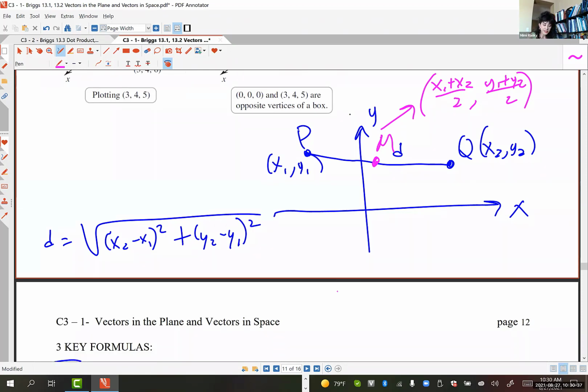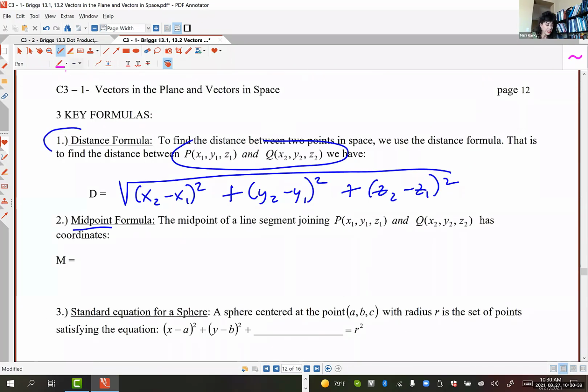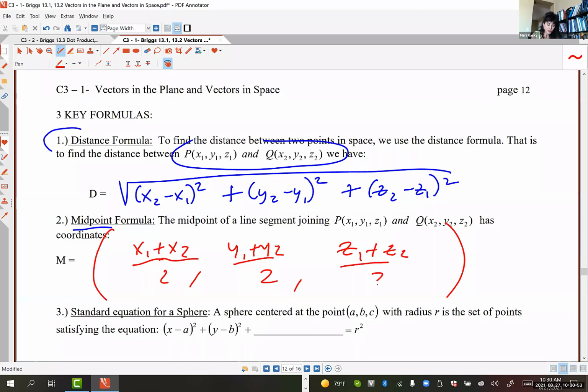And the midpoint is found similarly in 3D, except it's going to be an ordered triple. So x1 plus x2 over 2 is the x coordinate. y1 plus y2 over 2 is the y coordinate. And z1 plus z2 over 2 is the z coordinate.